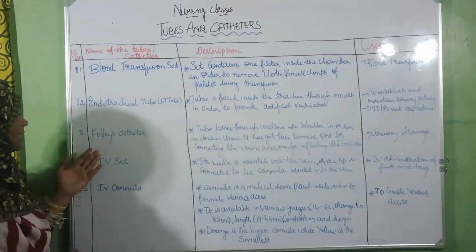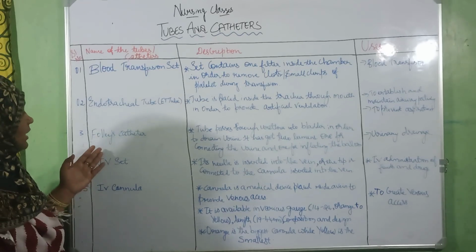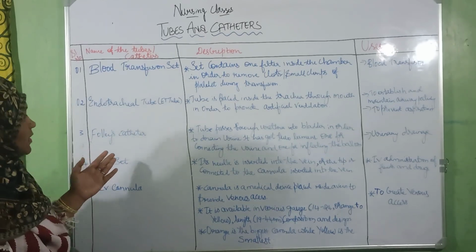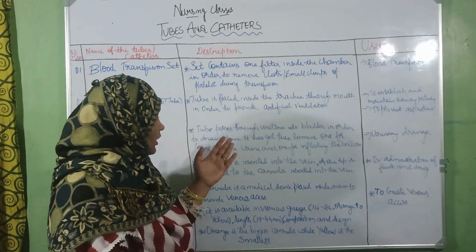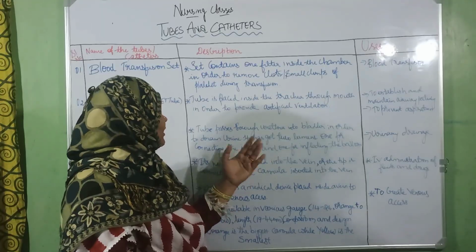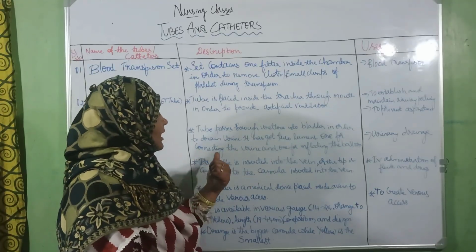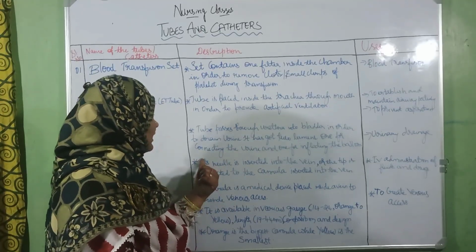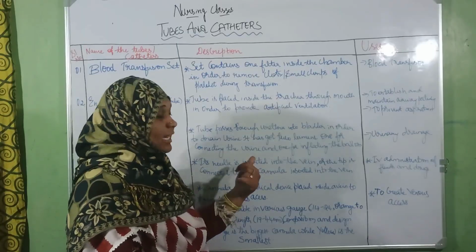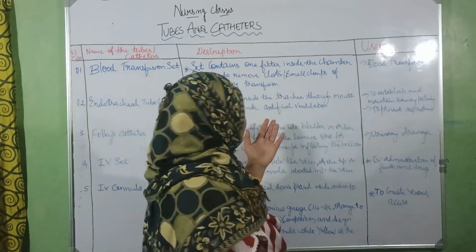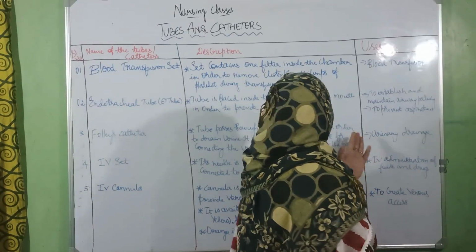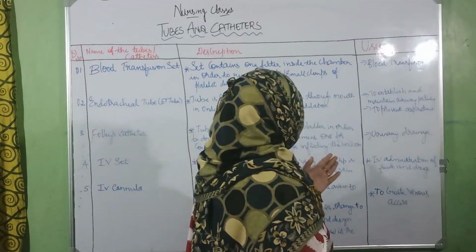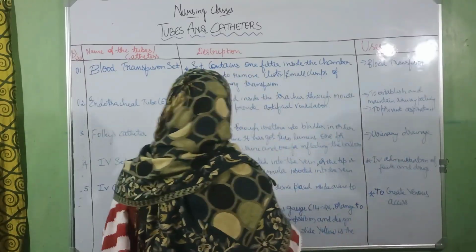So this is Foley's catheter. What is the use of Foley's catheter and what is the description? The description is this tube passes through the urethra into the bladder in order to drain urine. It has two lumens, one for connecting the urine bag and one for inflating the balloon. So what is the use of Foley's catheter? That is to drain the urine.